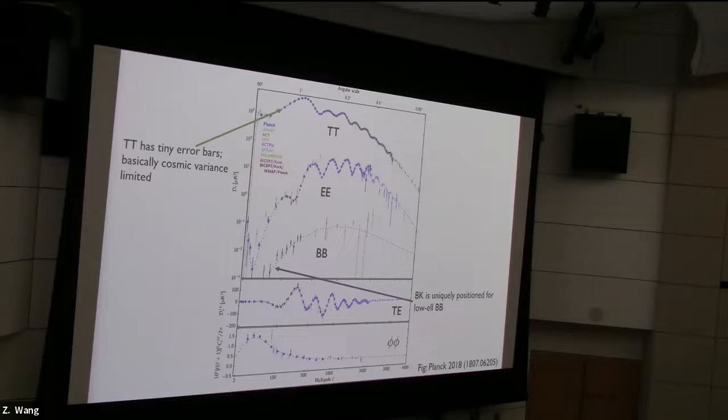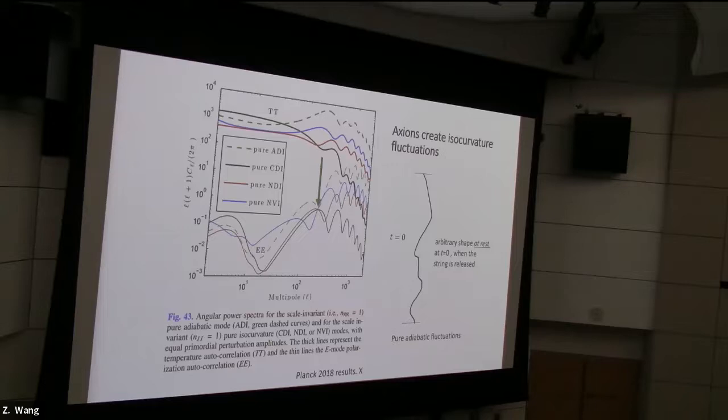So we use the B-mode power spectrum to constrain inflationary gravity waves. What about these E modes? Can we learn something from these? It turns out the bumps and wiggles in the EE spectrum and TT come from the fact that the initial fluctuation we observe is adiabatic. And the axion, during inflation, would violate that because it creates isocurvature fluctuations.